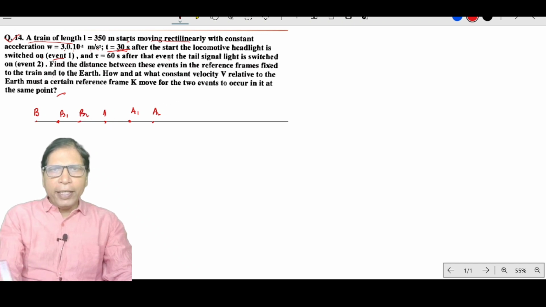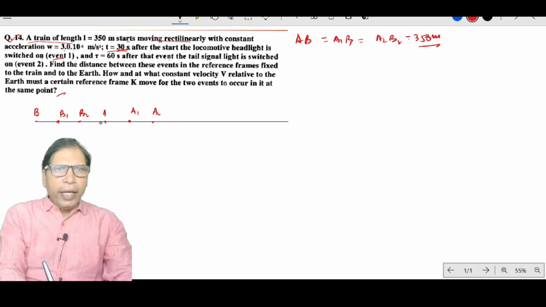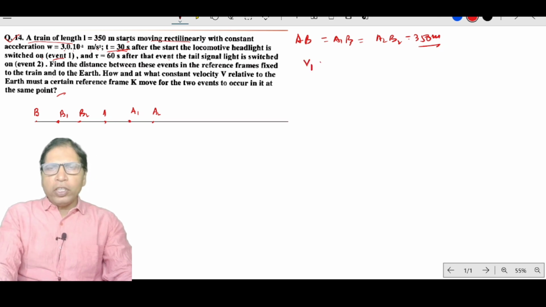So obviously here AB equal to A1B1 equal to A2B2, this is equal to 350 meter. No problem. Okay. Now, after 30 seconds, look at this, A reaches A1. So velocity at A1 is 0 plus a into 30 second. So this is the 30.